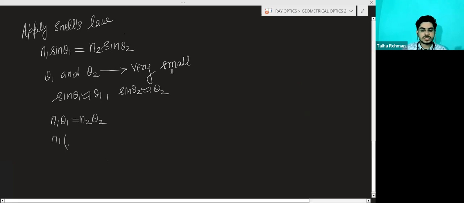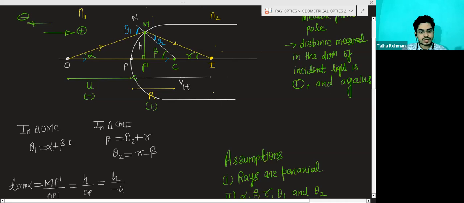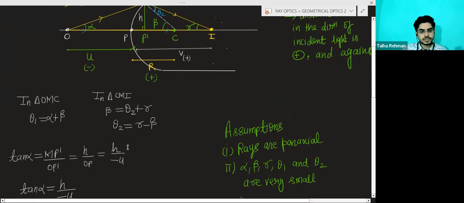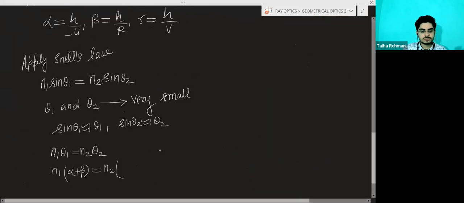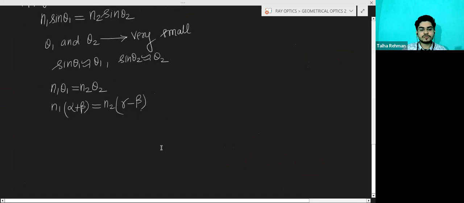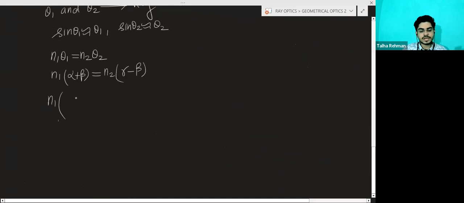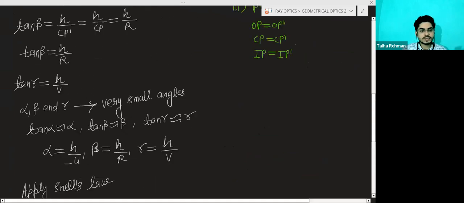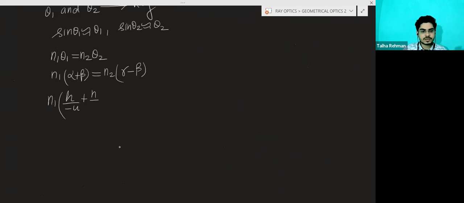So for n1, what is the value of theta 1? Theta 1 is equal to alpha plus beta. What is theta 2? Theta 2 is gamma minus beta. Now put the value of alpha, beta and gamma. So it is n1, put the value of alpha. Alpha is h upon minus u, plus what is beta? h by R. So put h by R, is equal to n2. Put the value of gamma. Gamma is h by v, we know, minus. What is beta? Beta is h by R.